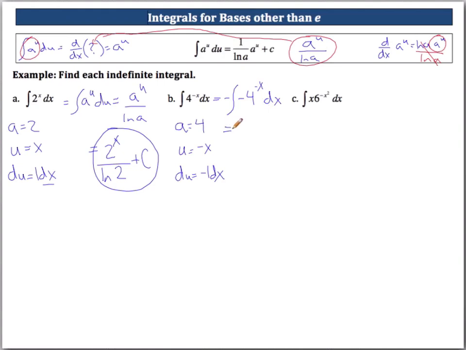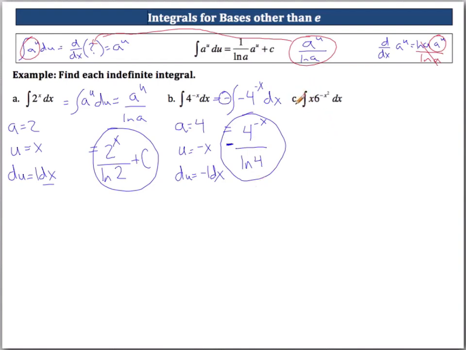So our final answer here is 4 to the negative x, so a to the u, over the natural log of a, which is the natural log of 4, and then don't forget that negative that was out in front needs to continue there with us. So this is the negative of 4 to the negative x over the natural log of 4.